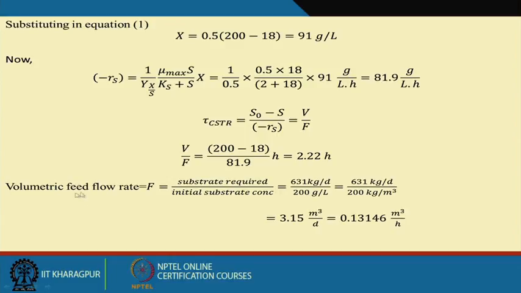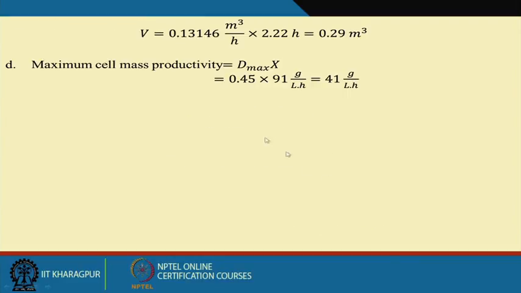Then the volumetric feed flow rate is the substrate required divided by the initial substrate concentration. This comes to about 0.13134 cubic meter per hour. So, the volume of the fermenter comes to about 0.2329 cubic meter. Maximum productivity we can easily calculate. We know D max, we know the x value. If you multiply these, we can find the maximum rate of cell mass production.